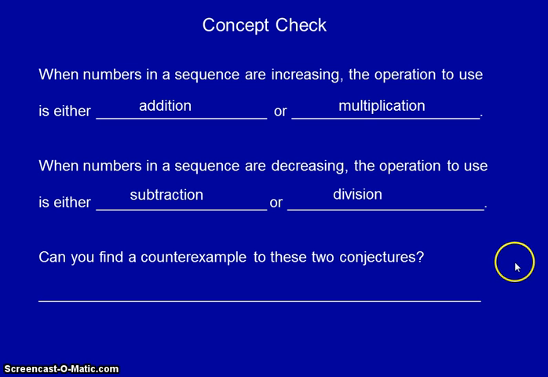And then finally, can you find a counterexample to those two conjectures? Can we find something where the numbers are going up, but we are not using addition or multiplication? Or can we find a counterexample when the numbers are decreasing? It's going to be subtraction or division. Well, as we just saw, if you're working with decimals, the sequence would be decreasing when multiplying. So our counterexample would be when you're working with decimals.